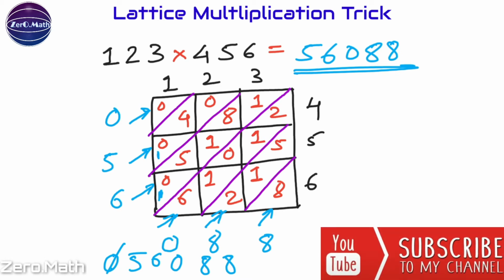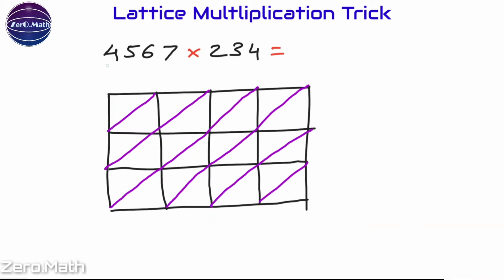the school level math. Let's multiply a 4-digit number into a 3-digit number. You can see I have divided my rectangle into 4 vertical parts and 3 horizontal parts. Split the 4-digit number into 4 vertical parts and the 3-digit number into 3 horizontal parts. So 4, 5, 6, 7 into 234. Let's write it down. We are good to start now.